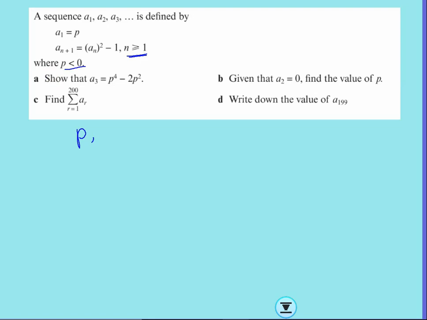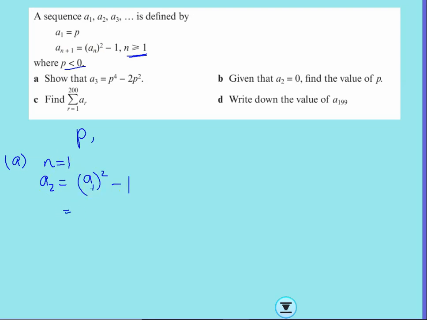Right, so this is talking about the third term. And that's great because I've got a recurrence formula. So if I know the second term, I'm all over it. But I don't. So to find the third term, I've got to find the second term first. So for part A, to find the second term, n would be 1. So when n is 1, put in 1 into here, we get the second term. And when n is 1, we get the first term being squared, take away 1.